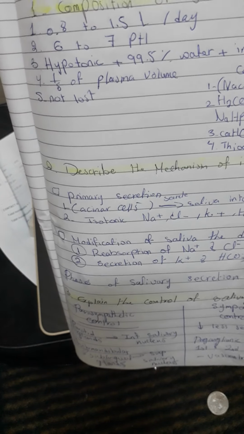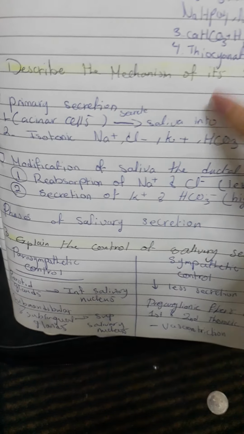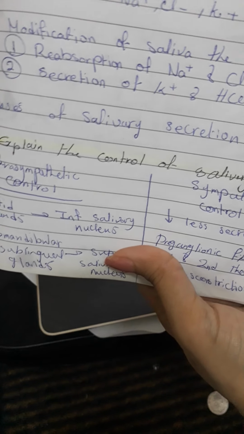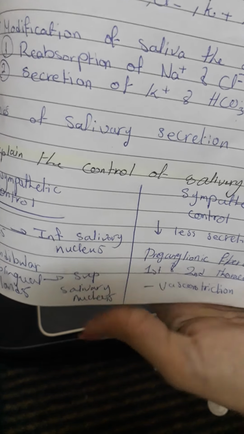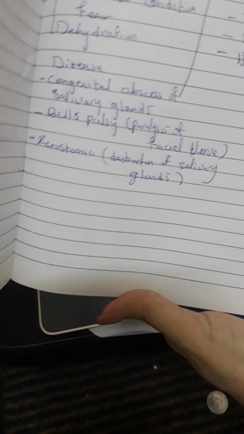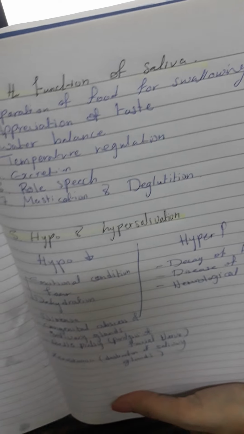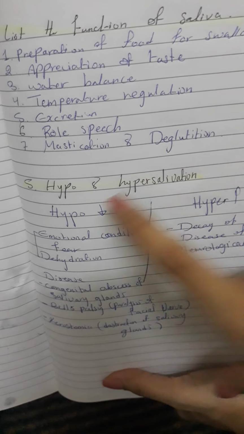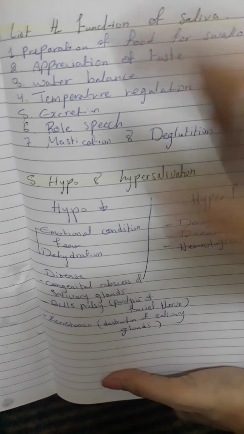First, I will talk about the composition of saliva. Second thing, I will describe the mechanism and the secretion. Third, I will explain the control of salivary secretion. Fourth, I will talk about the function of saliva. Fifth, I will talk about the difference between hypo and hypersalivation.